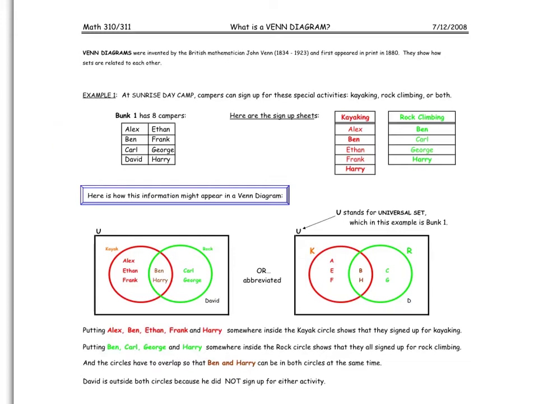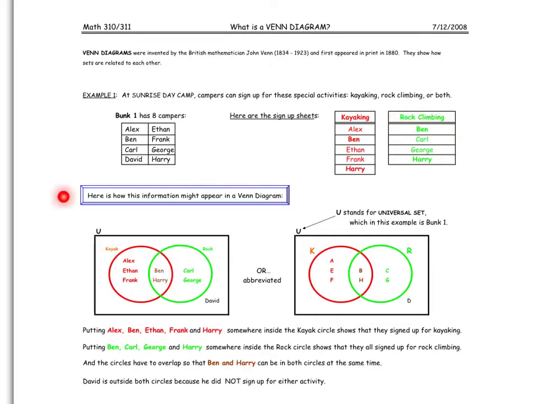Example number 1 was set at Sunrise Day Camp. Campers can sign up for special activities like kayaking or rock climbing. Bunk number 1 had 8 campers whose names appear here. I put Alex, Ben, Ethan, Frank, and Harry in kayaking, and Ben, Carl, George, and Harry in rock climbing.